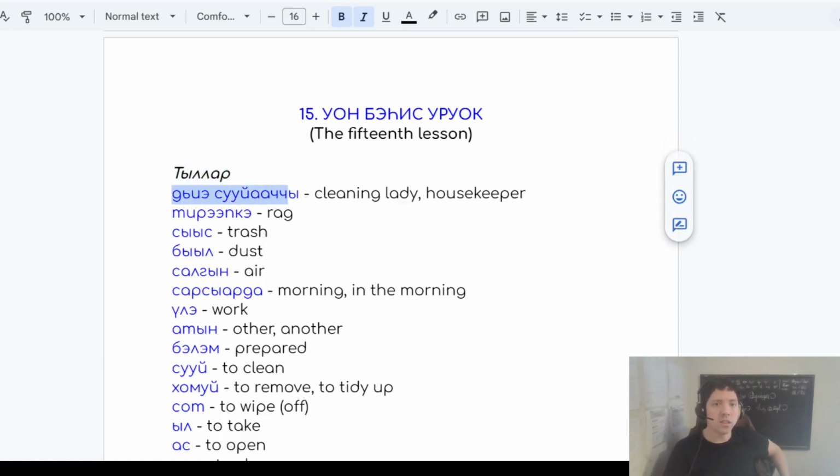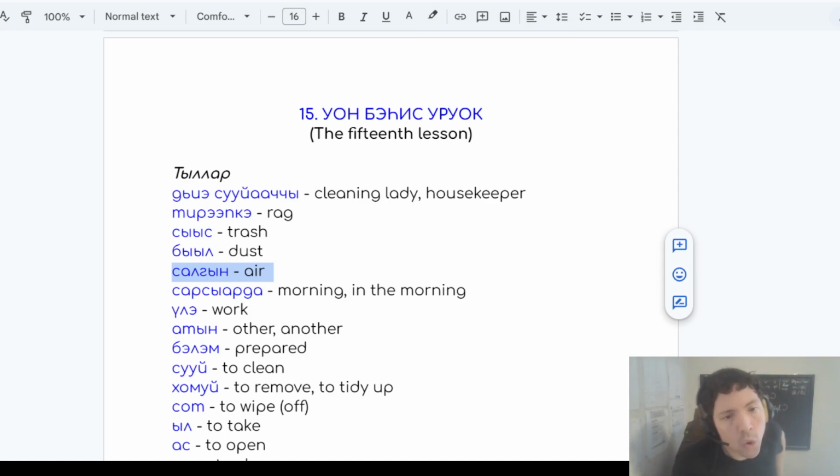Jie soyache. Cleaning lady or housekeeper, literally like house cleaner, but not just for a house. Tirepke, rag, sus, trash, bull, dust, salkin, air, which I think comes from Sakh in Mongolian, Sakh, which means wind. At least it looks and sounds kind of similar.